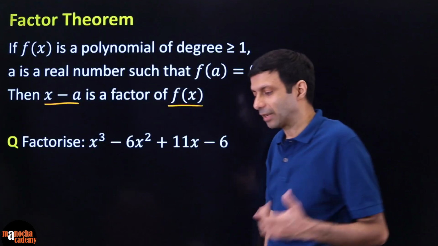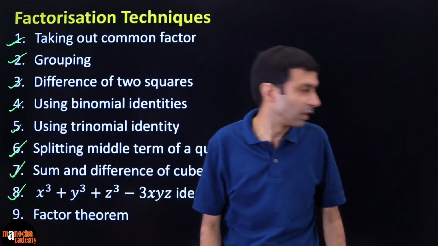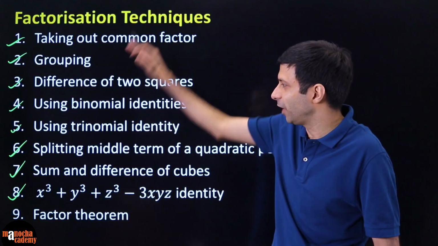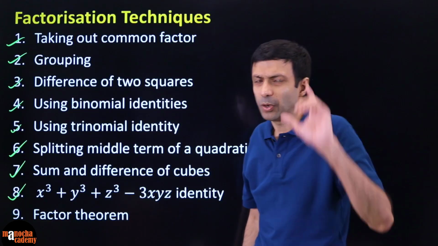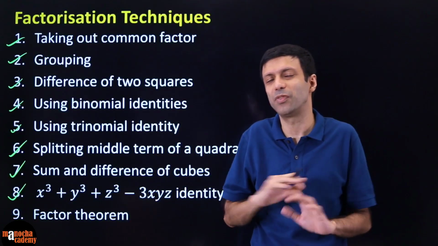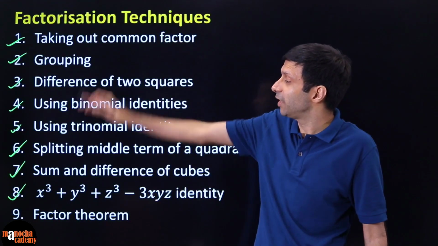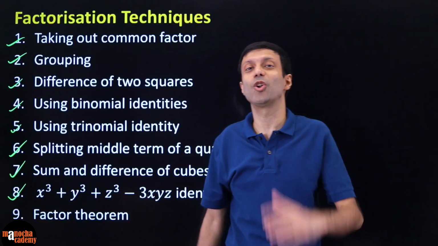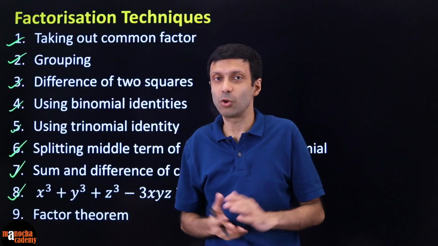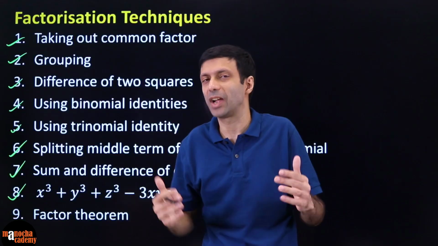So when is this factor theorem method used? When none of these 8 methods work, because these first 8 methods are very fast. If you can see the identity, or you can see how to factorize it or group the common terms, it's very fast. But if none of these 8 methods work, factor theorem is like our backup plan, like our plan B. We'll see how we use it, because it is more of a hit and trial method.